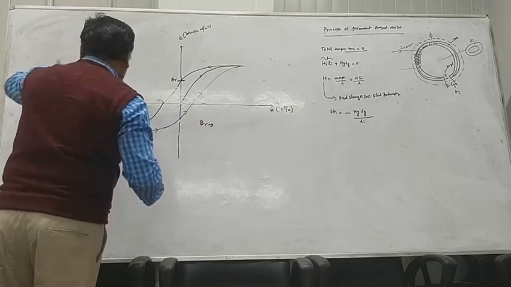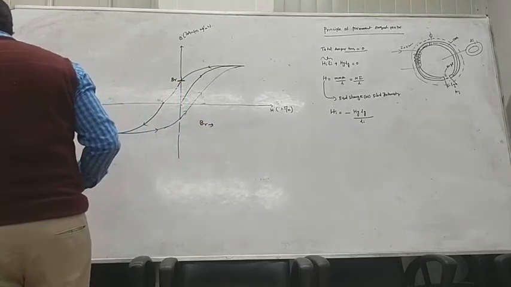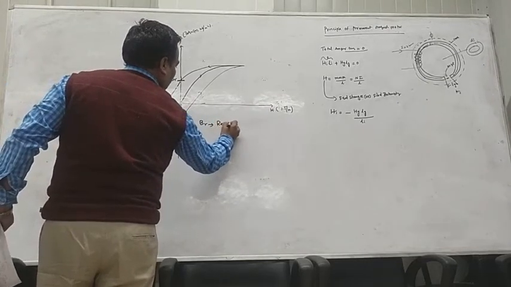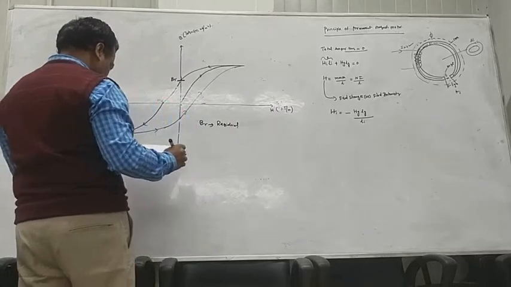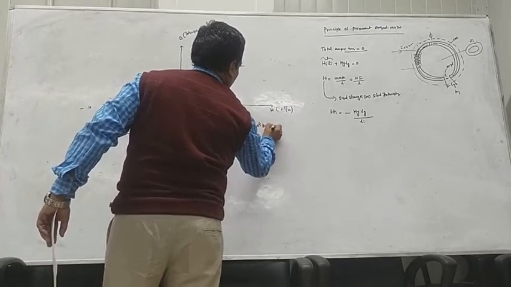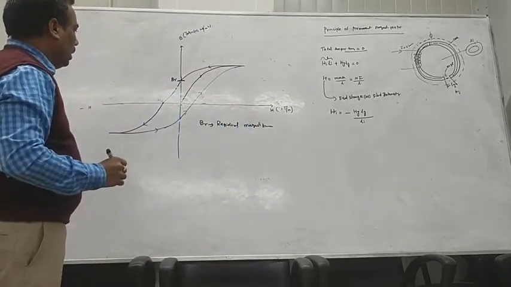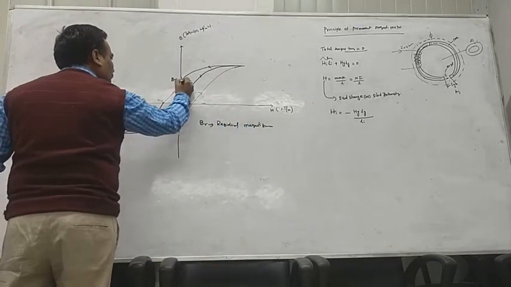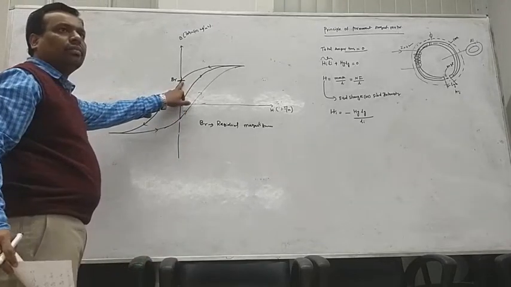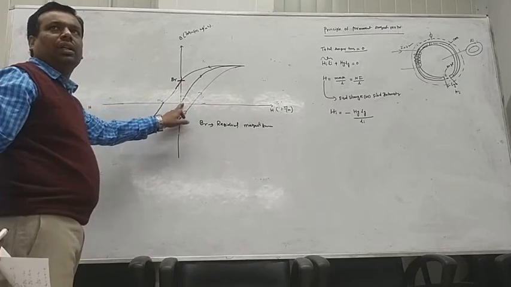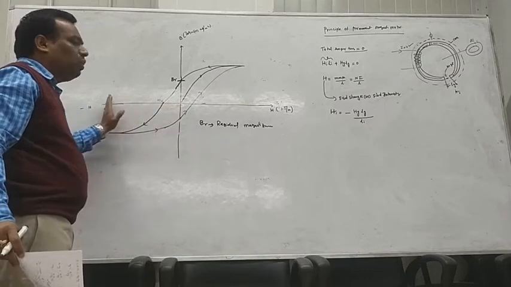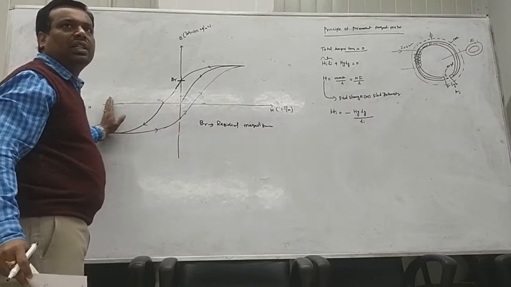B suffix R is the residual magnetism. Residual magnetism. After this particular point, at this point the intensity is 0, and now at this point the intensity is negative. The magnetic field intensity has negative values.